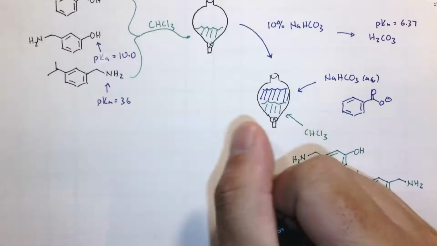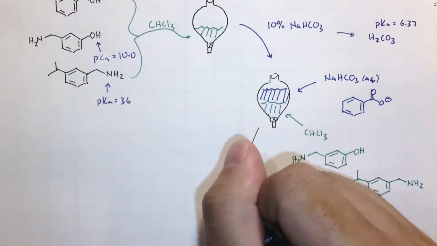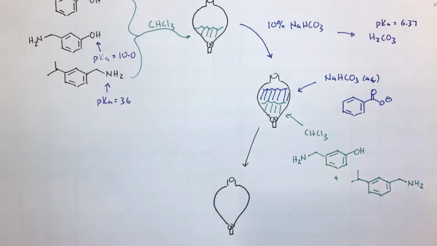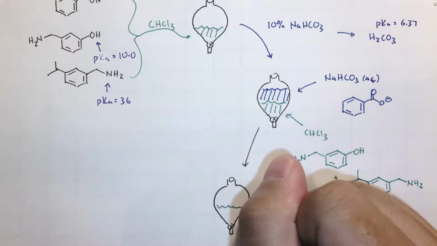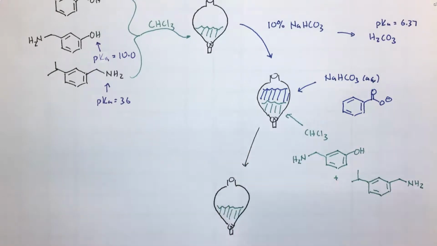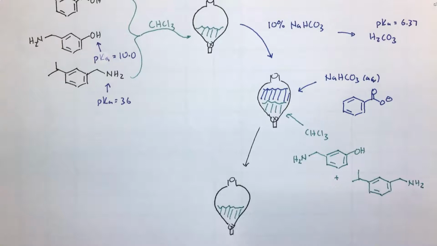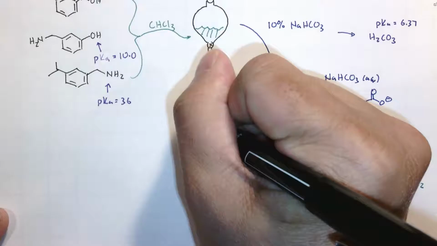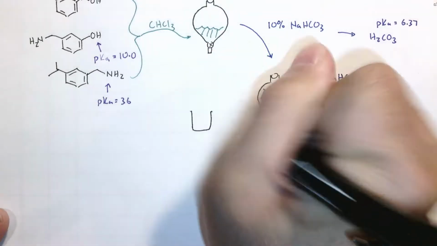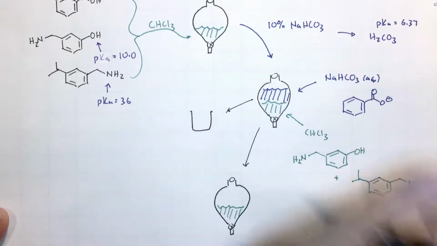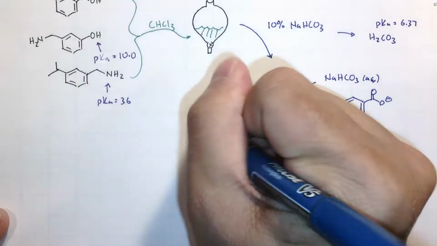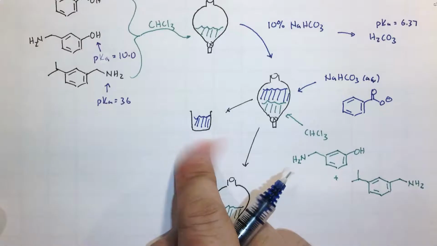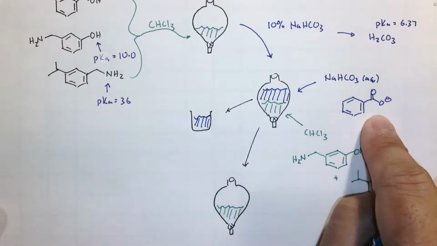So you have this. The green goes back into the separatory funnel. Okay. And what happened to the blue? The blue, after the green was drained, the blue got drained into a beaker. So the blue goes into a beaker. And what's in the blue phase? This molecule right here.